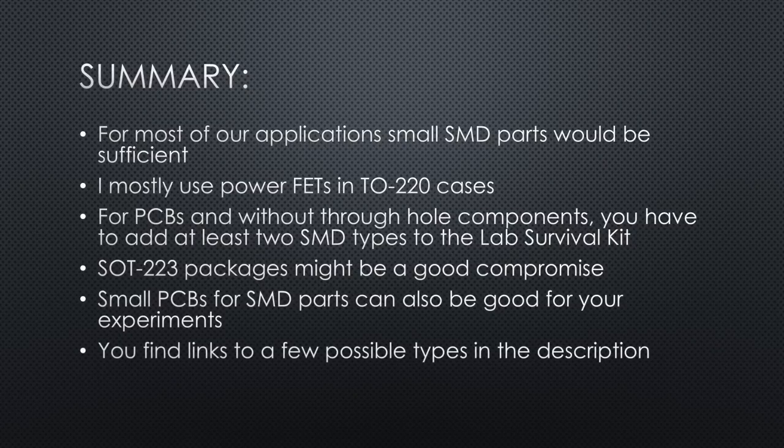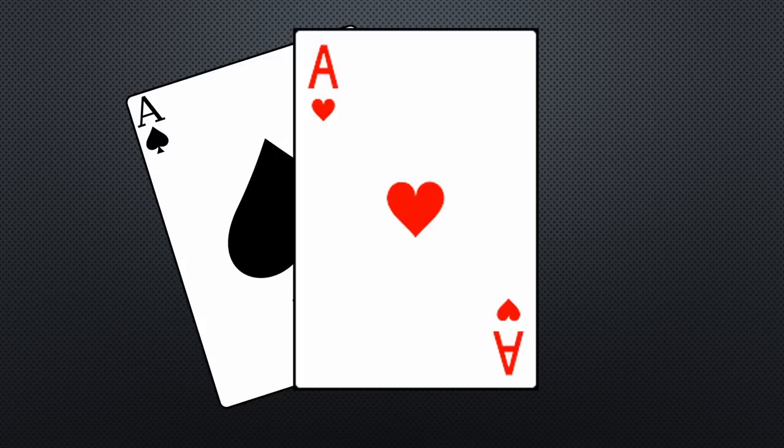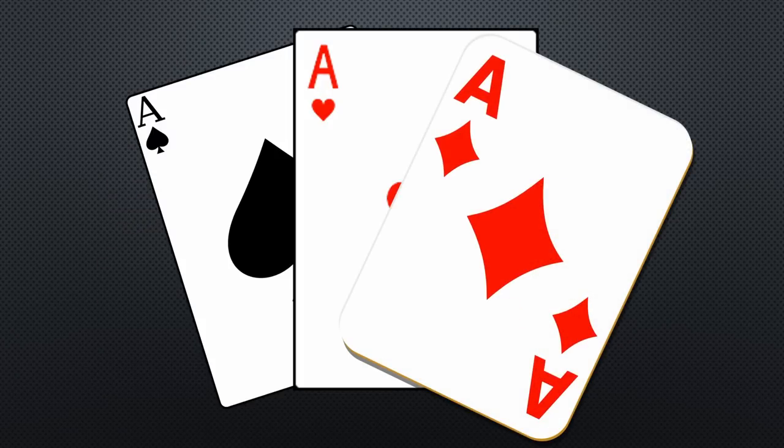You find links to a few possible types in the description. They are not expensive. We managed to get from 37,000 transistor types to only 4. Not bad. And as the third ace in my sleeve, they can be very small and dirt cheap. What do you want more?